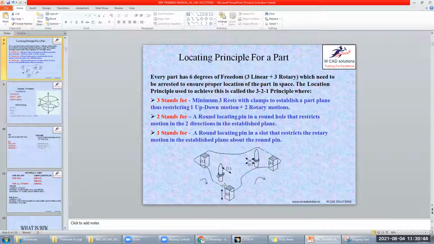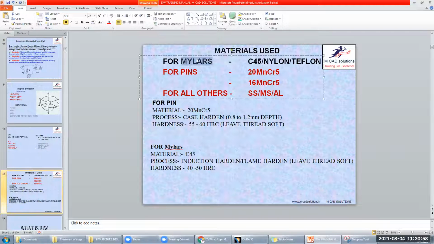These are the contact assemblies with the panel. The parts which are in direct contact with the panel are called mylar. The remaining parts will not be in direct contact with the panel. So the part which is in contact with the panel or workpiece is called mylar.